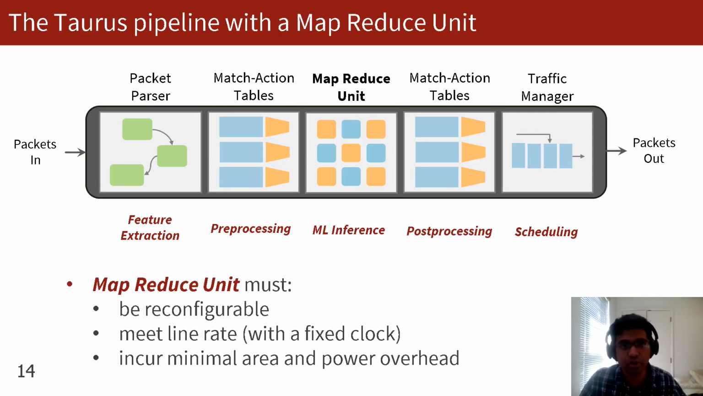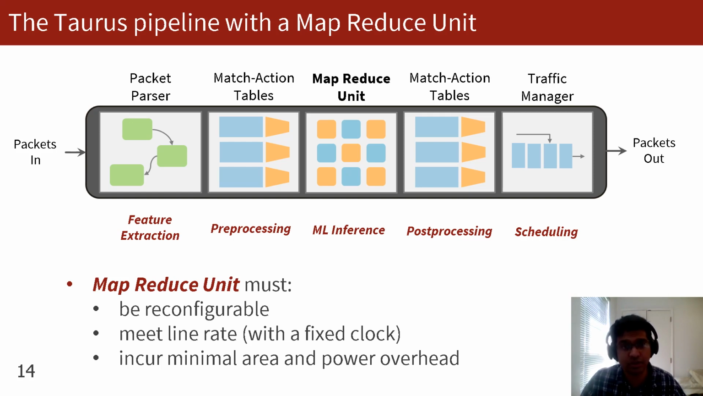So to build Taurus, we keep the majority of the pipeline, but we add a MapReduce unit to execute ML inference. The match action tables are split into two blocks around the MapReduce unit for pre- and post-processing of ML inputs and outputs, while the packet parser is used for ML feature extraction in addition to its typical duties of header extraction.